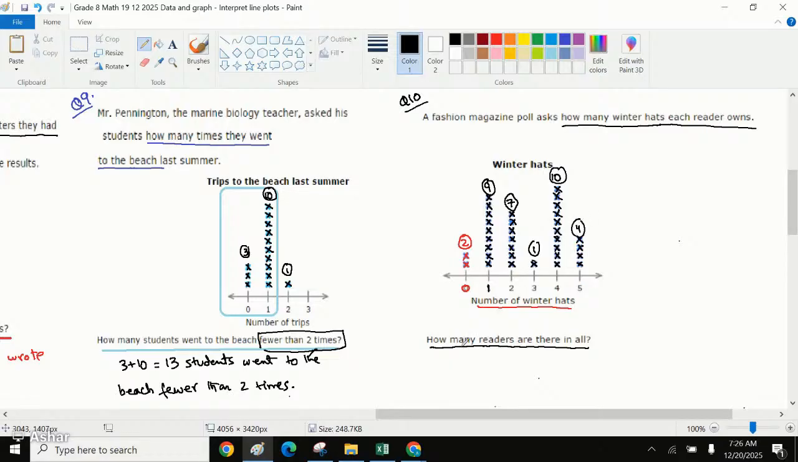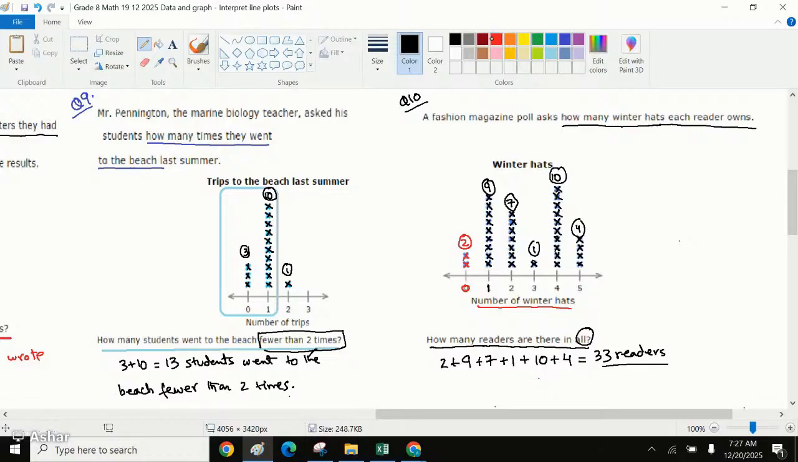So we need to find how many in all. That means we need to add 2 plus 9, which is 11. 11 plus 7 is 18, plus 1 is 19, plus 10 is 29, plus 4. What is 29 plus 4? That is 33 readers. There are 33 people because they are asking their readers, right?